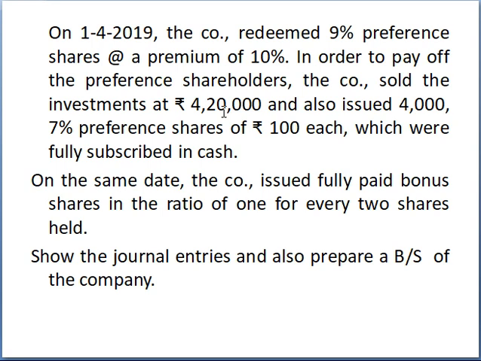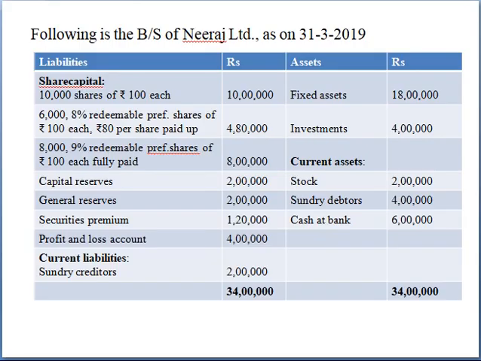Now why does the company have to sell the investment? See, when the company makes the redemption, the company has to pay money to the preference shareholders. Now how much money is available with the company? So cash at bank available is 6 lakhs. But how much the company has to pay is 8,80,000 rupees, which means 2,80,000 is the deficit.